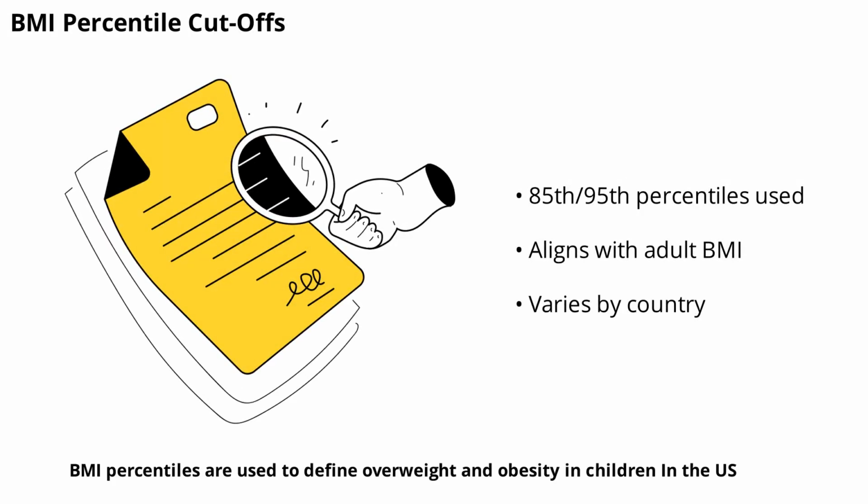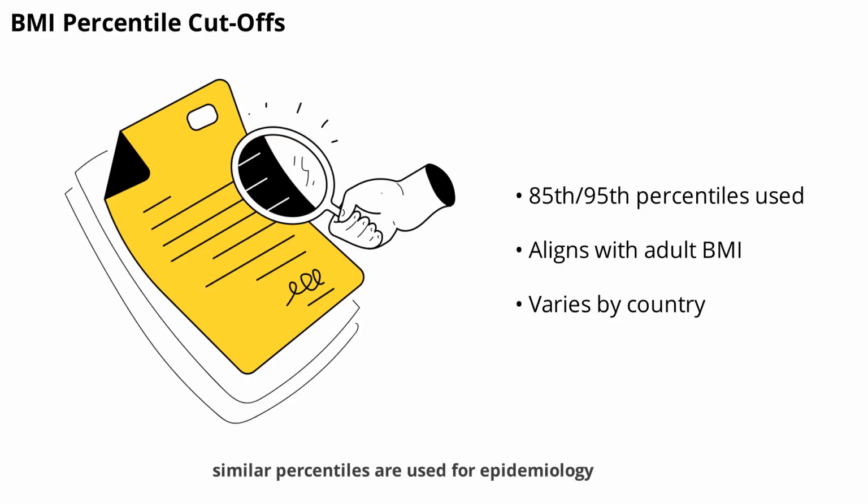BMI percentiles are used to define overweight and obesity in children. In the US, the 85th percentile marks overweight, and the 95th marks obesity. In the UK, similar percentiles are used for epidemiology, with slightly different cutoffs for clinical referral. International cutoffs have also been developed to align child percentiles with adult BMI thresholds at age 18.